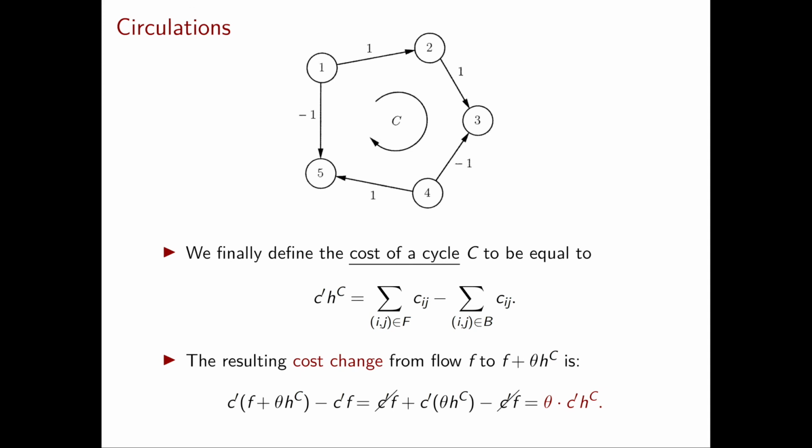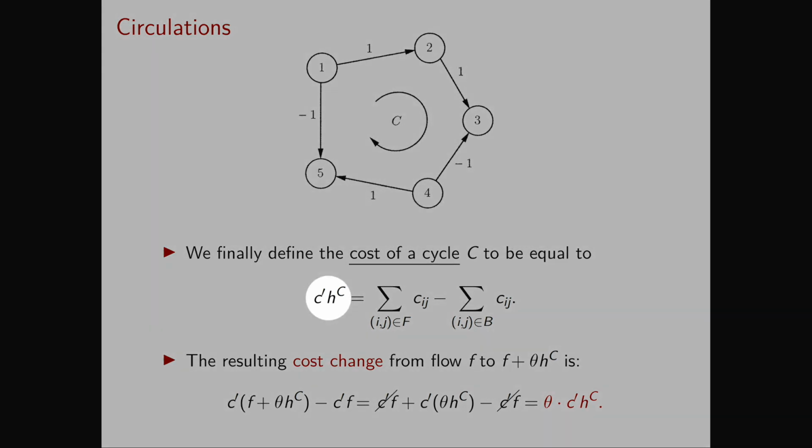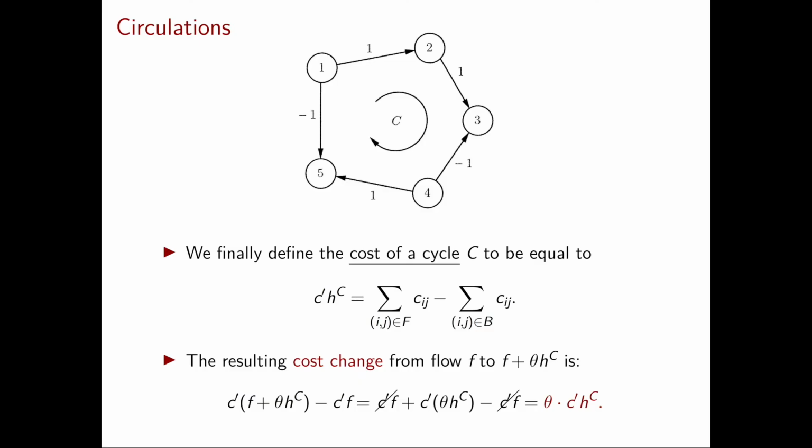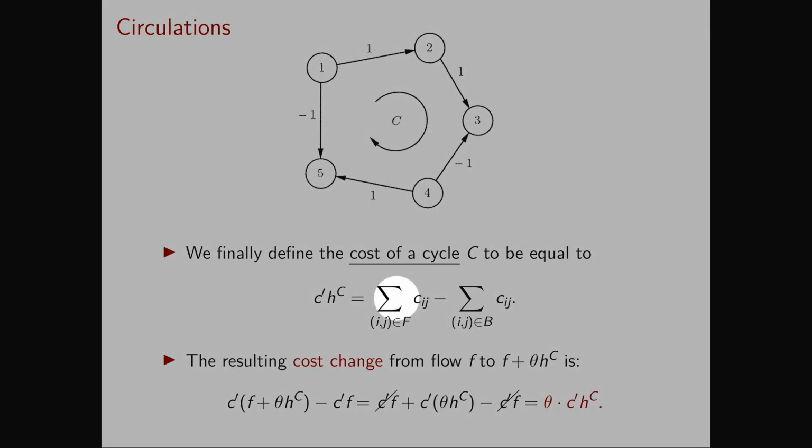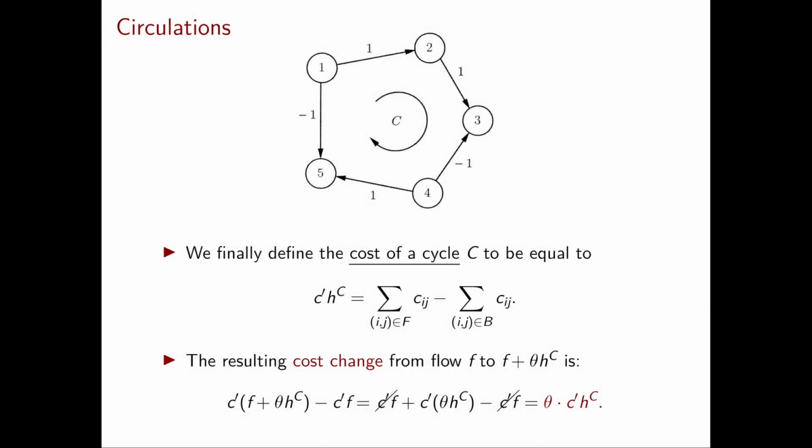Of course, we can also expand c transposed hC using the definition of hC. We obtain that the cost of a cycle C is equal to the sum of c_ij over all arcs ij that are forward in the cycle C minus the sum of c_ij for all the arcs ij that are backwards in the cycle C. And this concludes our video on the formulation of the network flow problem. The next time we will see the network simplex algorithm.